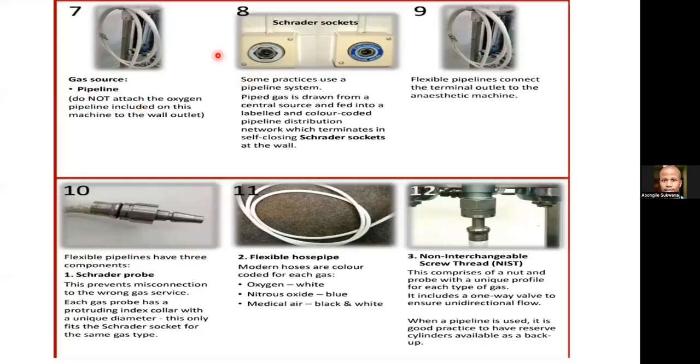So we've talked about the pipeline system, how you connect to the wall. We already talked about it. It's color coded, with diameter index and shape such that you can't interchange them, and the pipeline is non-kinkable and also color coded. And we've already talked about the non-interchangeable screw thread that connects to the back of the anesthetic machine, also as a safety measure.